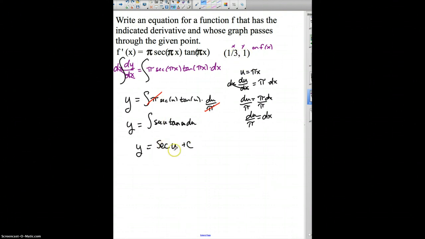We know x and y, but that's not x, is it? This is x, and that's not x. So we cannot put 1/3 in here. Remember to back substitute to the original function and then plug in your values. Y is 1, x is 1/3, so pi times 1/3 plus c. Pi times 1/3 is pi over 3.